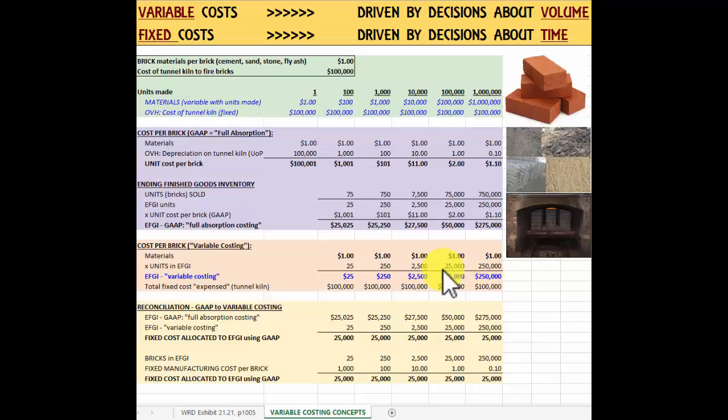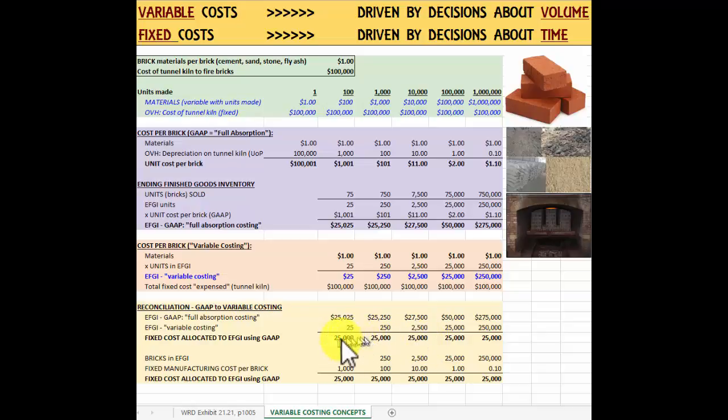Now, let's take a look at the difference between the two inventory values. Full absorption costing when the company makes 100 units is $25,025. Compare that to only the $25 under variable costing, and you get a difference of $25,000. Doing that again for 10,000 units, under the 10,000 unit level, GAAP would show $27,500 as the ending inventory. Variable costing, when 10,000 units are produced, shows only $2,500. The difference between the two is $25,000.